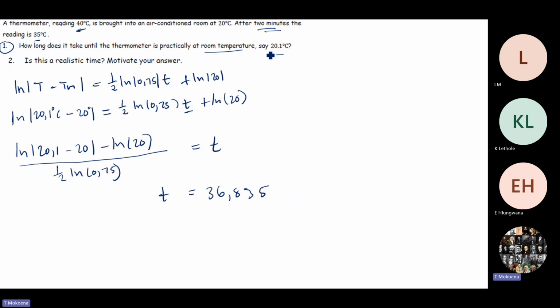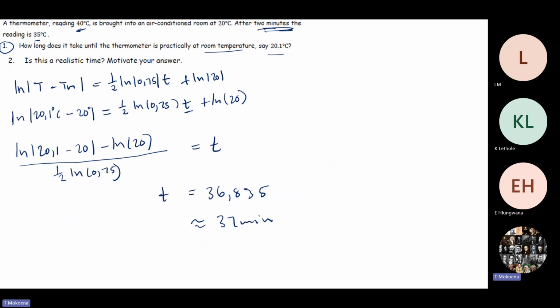Minutes, obviously, because here we're talking about the minutes. So let me round it to the nearest whole number. It will be 37 minutes. So I mean, it will take 37 minutes for this thermometer to reach the room temperature, to be at equilibrium.